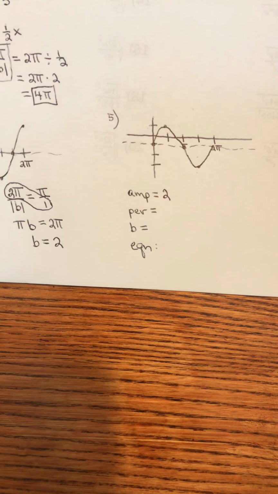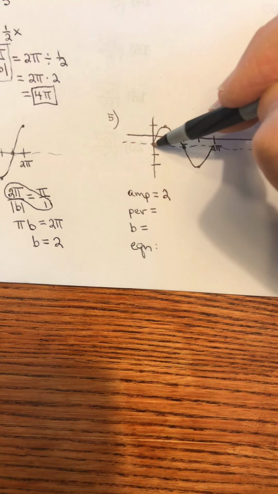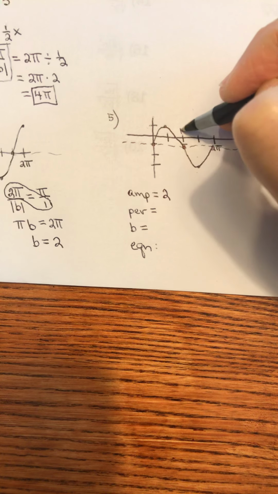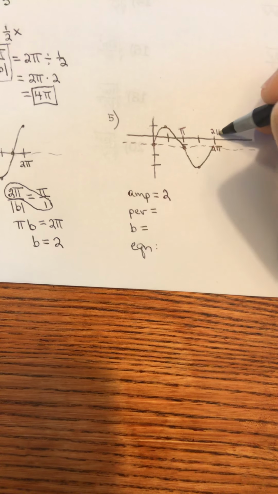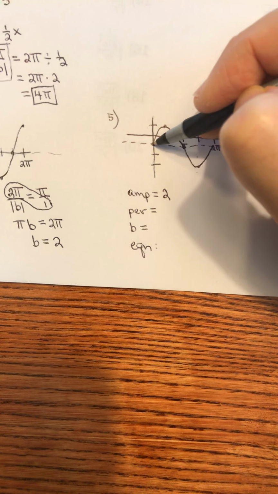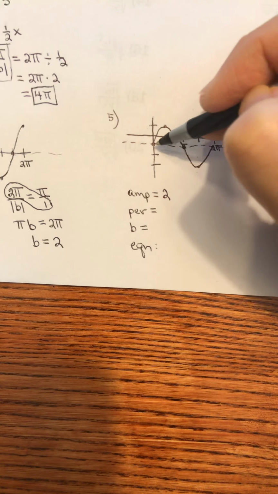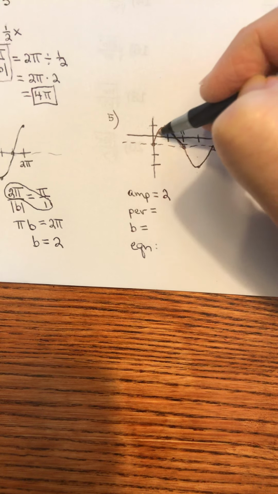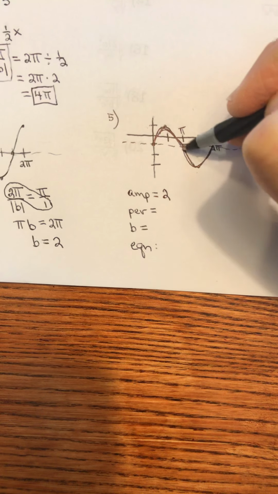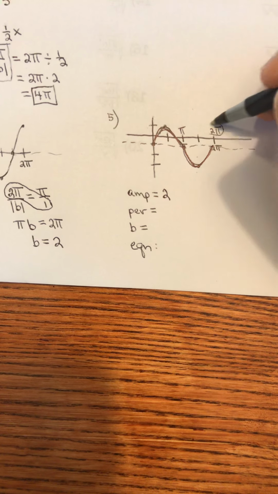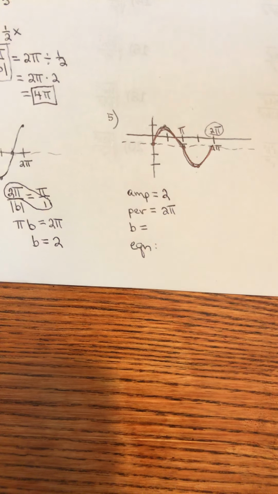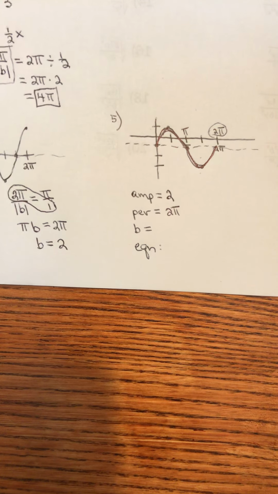All right, and then my period, how long does it take to get back here after you finish one complete cycle? If you can't read it, that's a pi, and this is a 2 pi. I want to get back to a 0. Here's a 0, but I haven't finished a whole circle or a whole cycle. I don't finish that whole cycle until I go around here again, and that would be 2 pi. So my period is 2 pi. Remember, period is never negative.